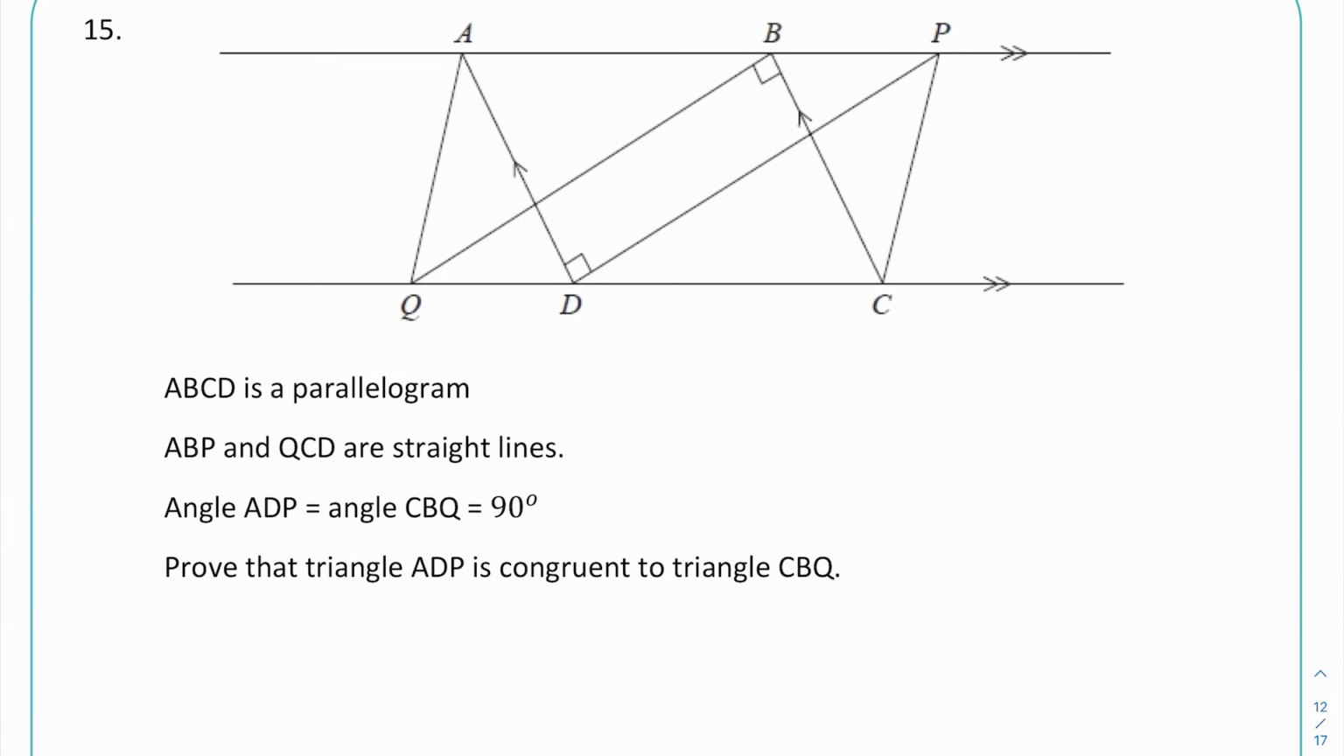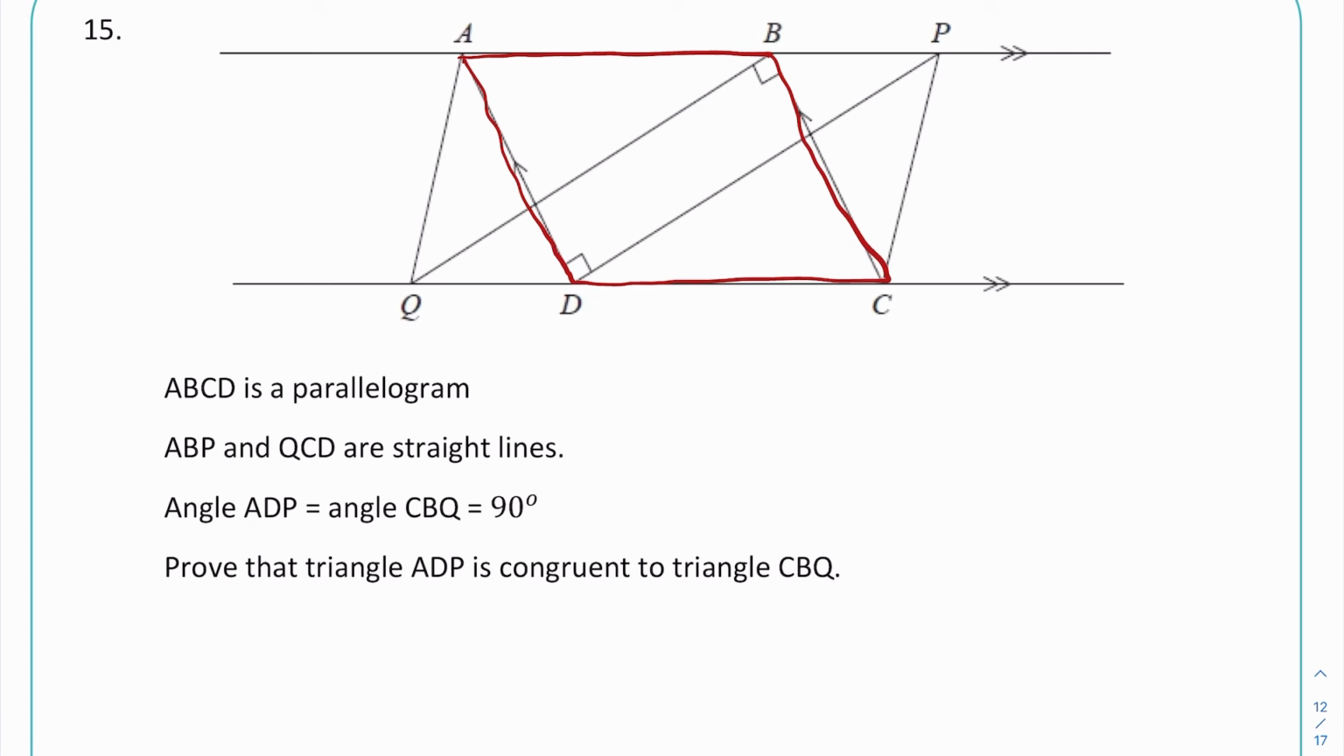Okay, so we have some geometric proof. Now it says here ABCD is a parallelogram, and if we kind of draw over that, we have A to B, down here to C, and over to D, and when all of that is joined together, that's our parallelogram. It says ABP and QCD are straight lines. Angle ADP is equal to angle CBQ, which is 90, and that's shown to us on the diagram. Prove that triangle ADP is congruent to triangle CBQ.